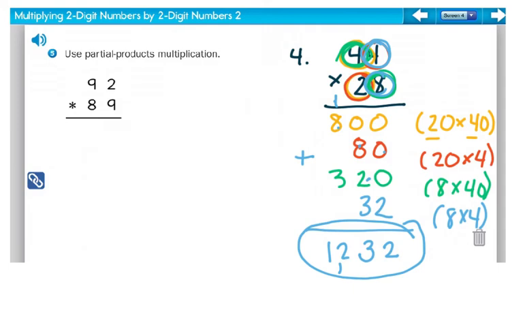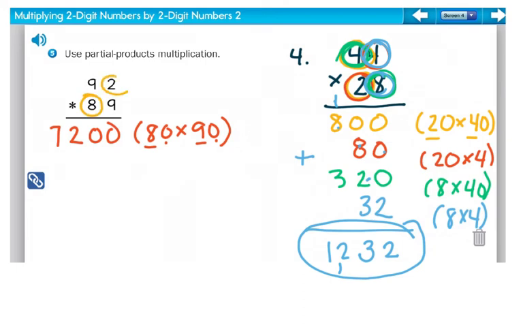Moving over on your page to number 5, 92 times 89. Well, if I just even think in my head, 92 is closest to 90, 89 is closest to 90, 90 times 90 is 8,100. That's what my answer should be closest to. So I'm going to start by multiplying the 8 times the 9, and the value of the 8 is 80, and the value of the 9 is 90. 8 times 9 is 72 with 2 zeros behind it, 7,200.